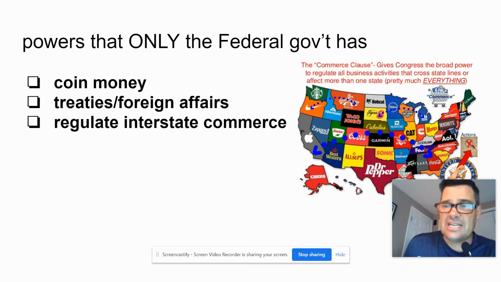Regulate interstate commerce. This is a power given in Article 1 of the Constitution called the Commerce Clause. And basically anything that crosses state lines, and even some things that don't cross state lines but are made with things that did cross state lines, Congress has the power to regulate, according to the Supreme Court.